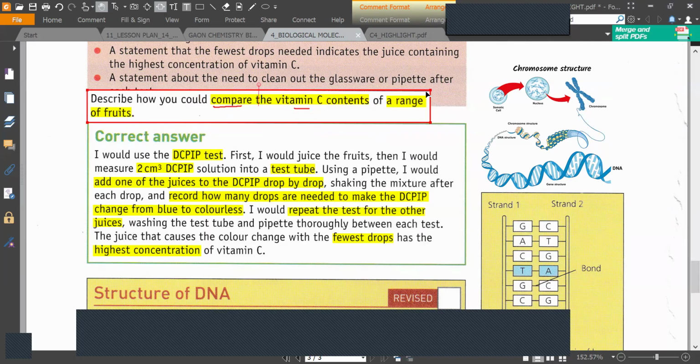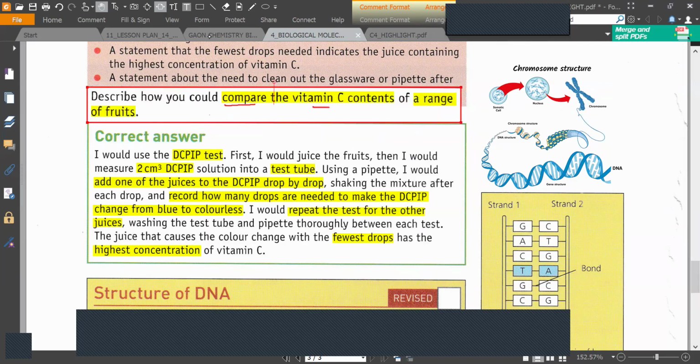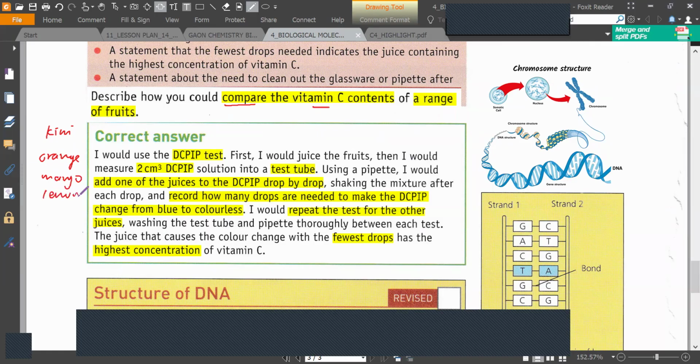So let's say we have 5 fruits, like kiwi fruit, orange, mango, lemon, something like that. We want to check which one has more vitamin C. So we will use the DCPIP test. First I will juice the fruits, so we will get the juice.